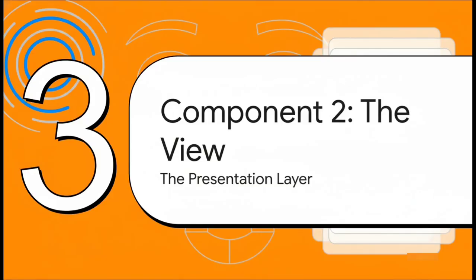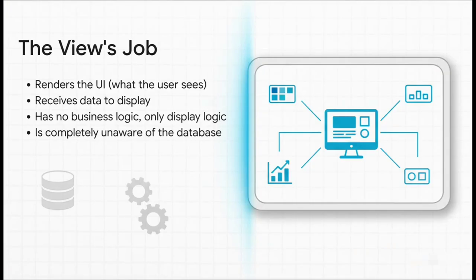Okay, so if that's the brain, let's talk about the other side of this coin, the view. And if the model is the brain, then the view, well, the view is the face. It's everything you see and interact with. The view has one job and one job only, to show stuff to the user. It gets a bunch of data, and its whole purpose is to make it look good. And this is the perfect mirror image of the model, right? The view has zero idea where the database is or what the business logic is. It has no clue how it got the data. It just knows its job is to make it presentable.